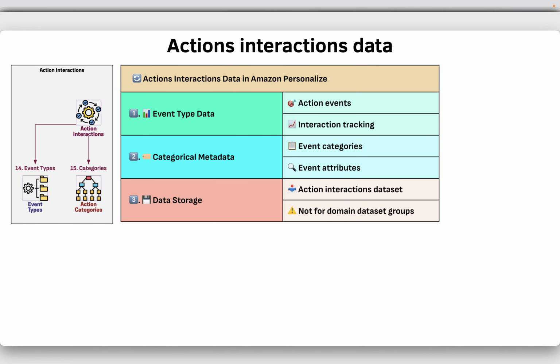And then we have actions interactions data. The data Amazon Personalize can use from user interactions with actions includes the following: event type data and categorical metadata. You import interaction data into an action interactions dataset. And here is also something which you cannot do. You cannot create next best action resources, including actions and action interactions dataset, in a domain dataset group.